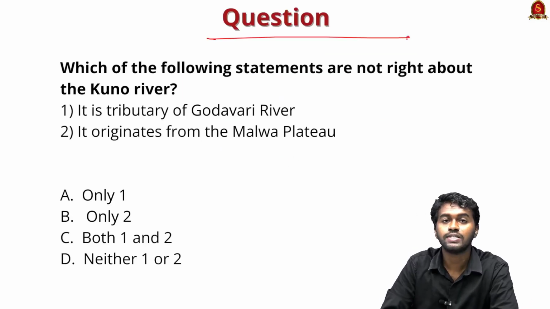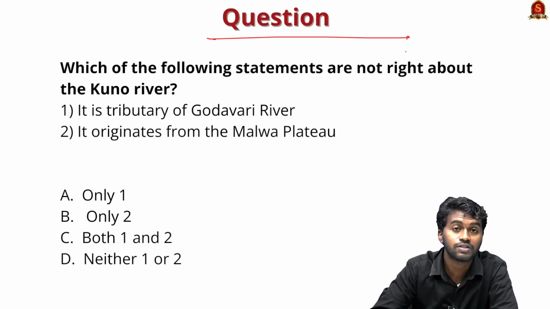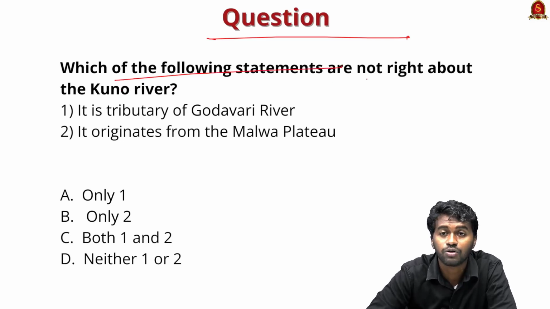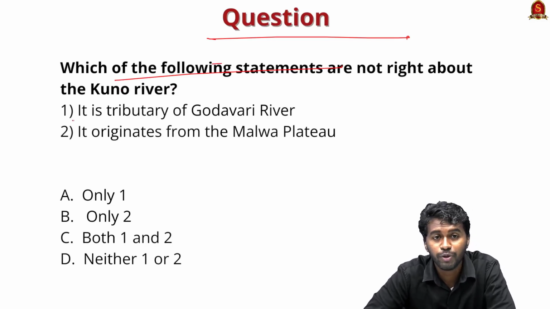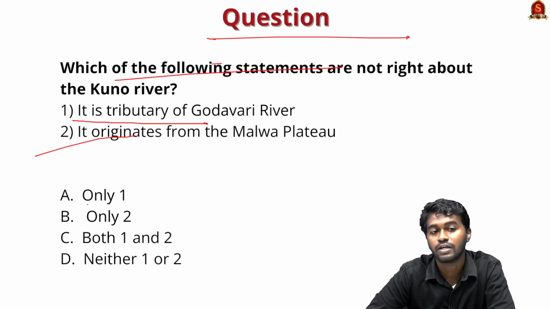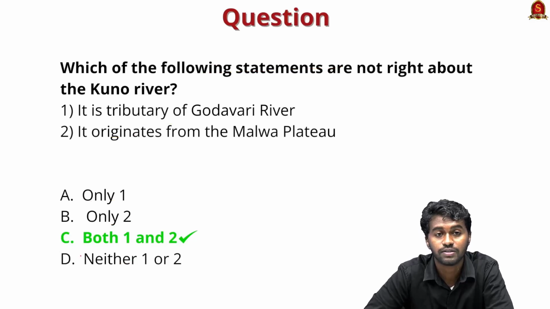So in this topic we discussed the importance of Project Cheetah and the basic facts about cheetahs from the prelims point of view. Based on the discussion, try to answer this prelims practice question. The question is, which of the following statements are not right about the Kuno river? Statement 1, it is a tributary of the Godavari river, and statement 2, it originates from the Malwa Plateau. Option A, 1 only, option B, 2 only, option C, both 1 and 2, and option D, neither 1 nor 2. The correct answer is option C, both 1 and 2.